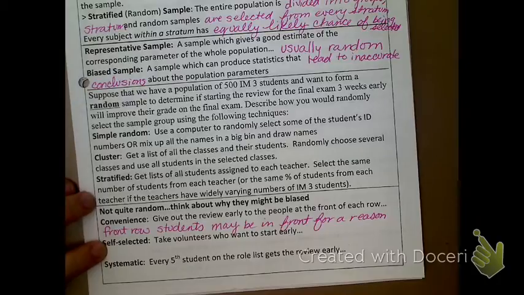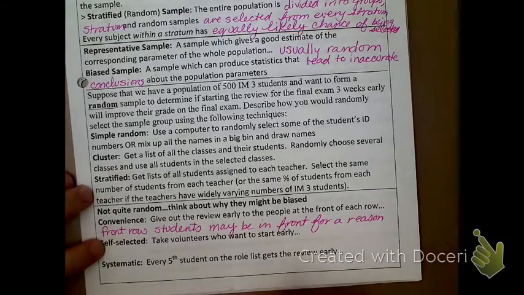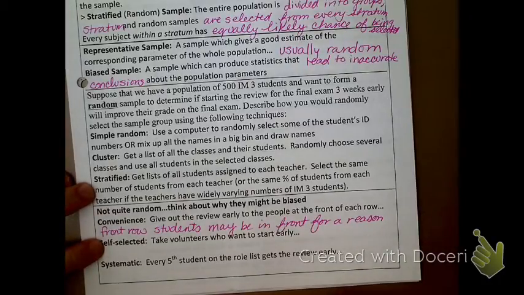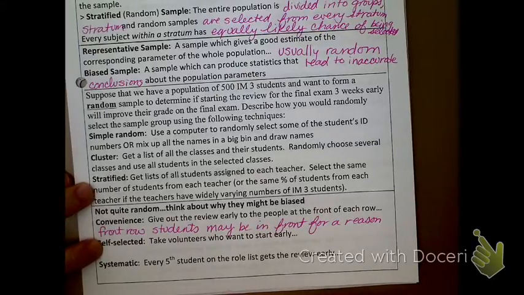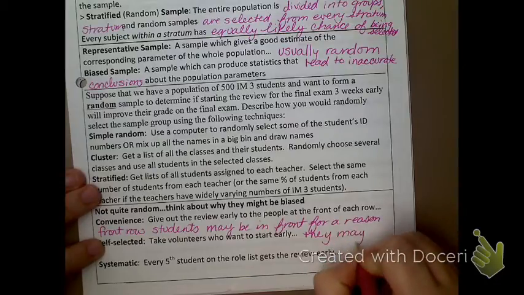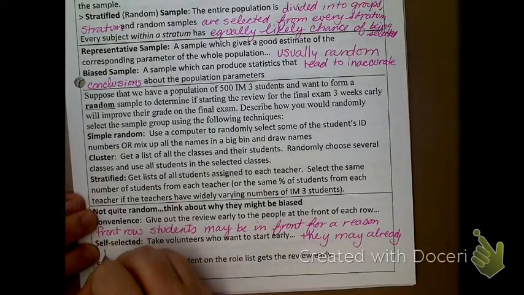Self-selected, take volunteers who want to start early. So if I ask for volunteers who want to start reviewing for the final exam 3 weeks early, and if you volunteered and I gave you your review early, why would that be biased? Well, it could be biased because they may already be the students who are super conscientious about their grades anyways. If they are the proactive ones, the ones that don't procrastinate as much as the others, then they would be more likely to utilize the study guide regardless of when they got it anyways. So I'm going to say, let's see, they may already be the students who really care about their grades.